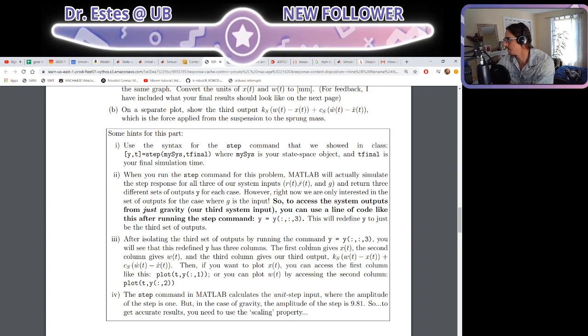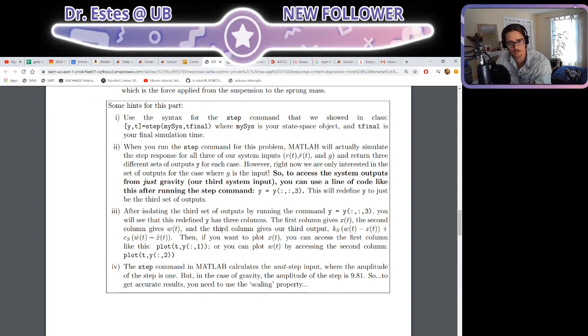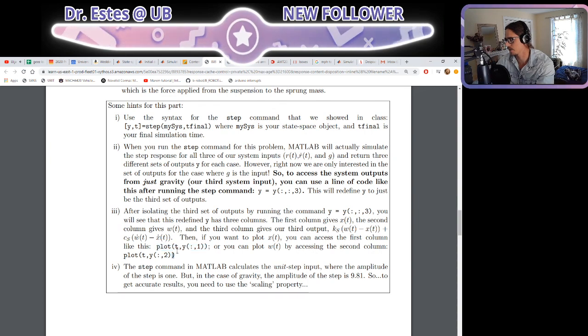Okay, and then once you get these outputs, it's going to have 3 columns. 1 column for each of our system outputs. So one output is the position of the sprung mass, one's the position of the wheel hub, the other is the force in the suspension. So I show you here, if you want to pull out one of those inputs, this is how you can do it. And this is how you can plot it.